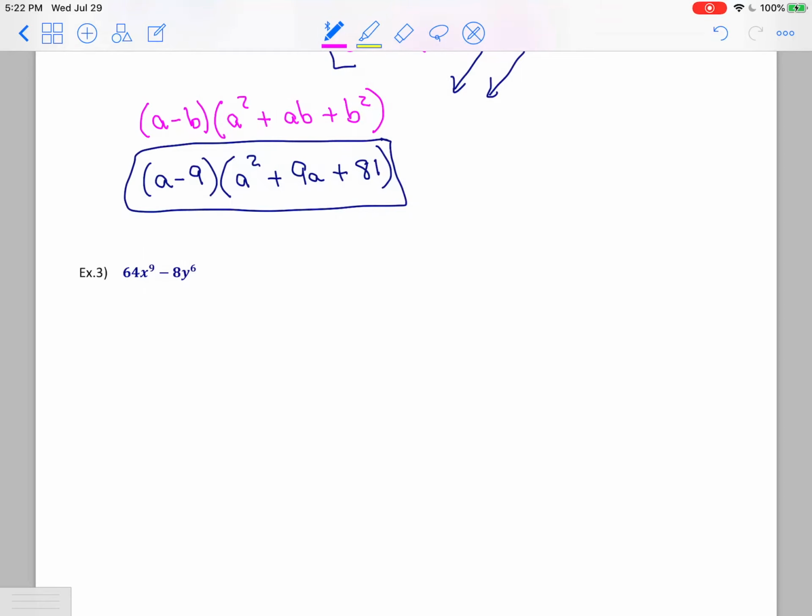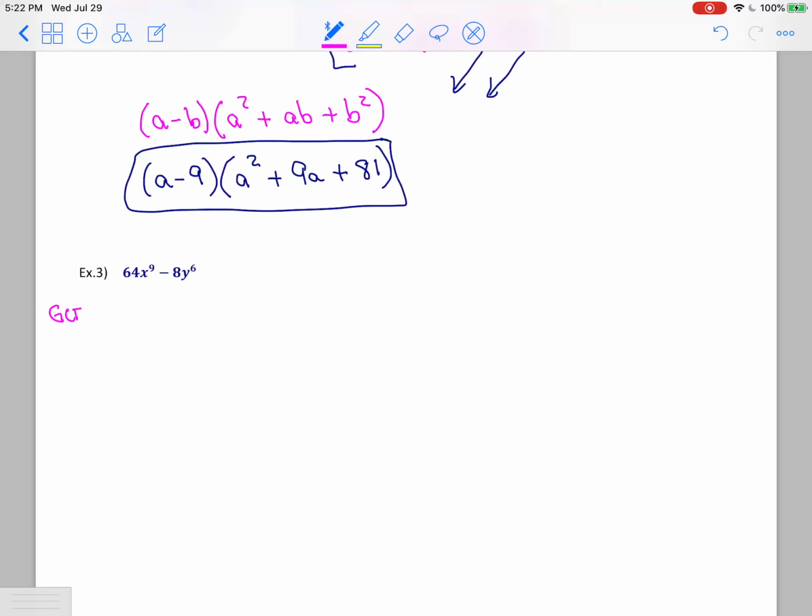All right, we have one last example here. Example 3, 64 and 8. Well, 8 is definitely a perfect cube. We know that, right? We did that before. We know that the cube root of 8 is 2. But when you try to take the cube root of 64, you are not going to get an integer. So we know that's not going to work.